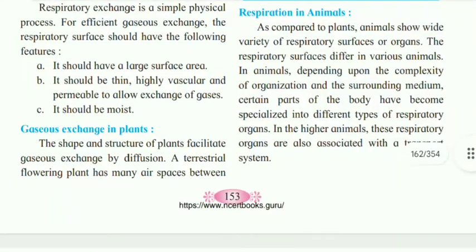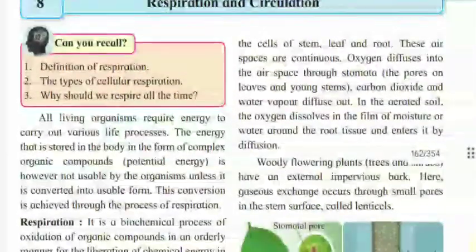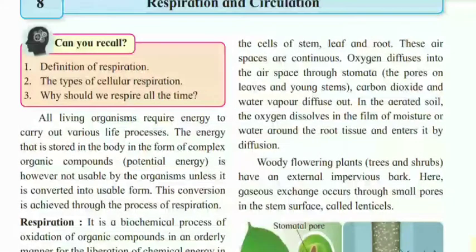Gaseous exchange in plants. The shape and structure of plants facilitate gaseous exchange by diffusion. A terrestrial flowering plant has many air spaces between the cells of stem, leaf, and root. These air spaces are continuous. Oxygen diffuses into the air space through stomata. Stomata are the pores on leaves and young stems. Carbon dioxide and water vapor diffuse out.